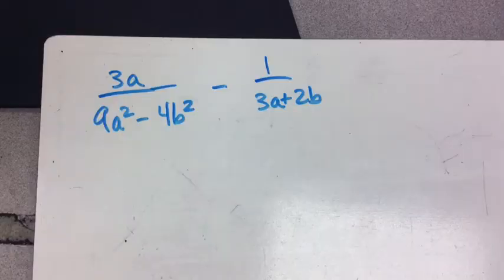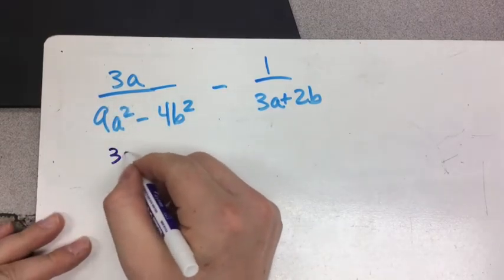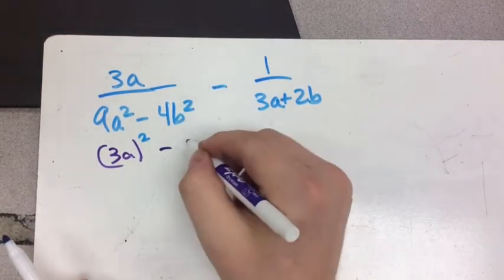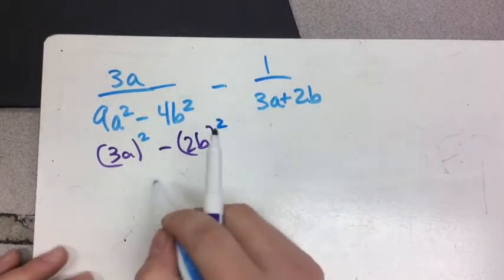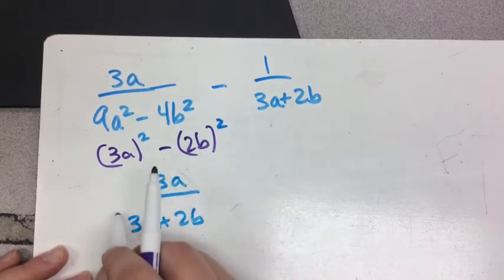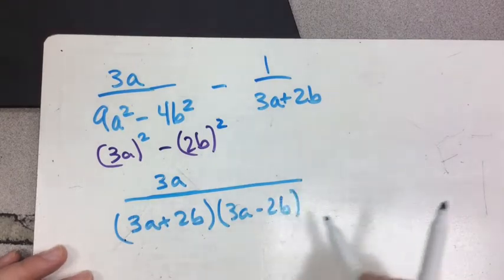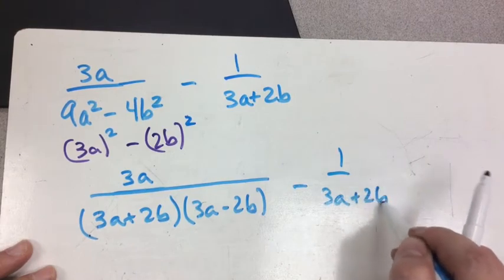Okay, let's try this critter out. This one's a little more difficult. What I recommend doing is factoring whenever you can factor. So we have to recognize the denominator as a difference of squares. So this is really 3a being squared minus 2b being squared. So we can change our expression to look like 3a over 3a plus 2b times 3a minus 2b, minus 1 over 3a plus 2b.